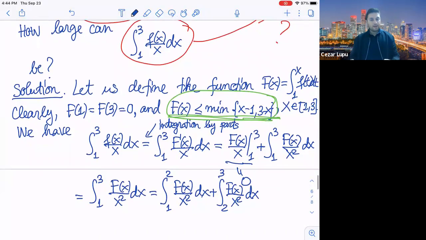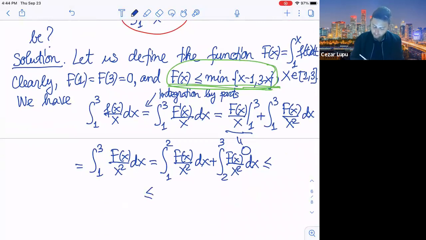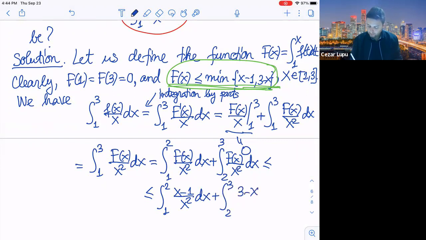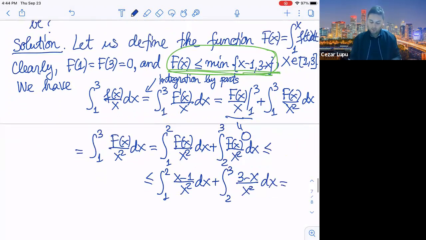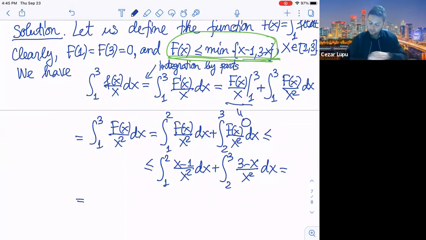All right, and now let's see. This will be less or equal. For the first part, F(x) will be less or equal than x minus 1 on the interval [1, 2]. And the second integral from 2 to 3 will be 3 minus x over x squared dx. All right, and now the only thing we need to do is just to compute these integrals.